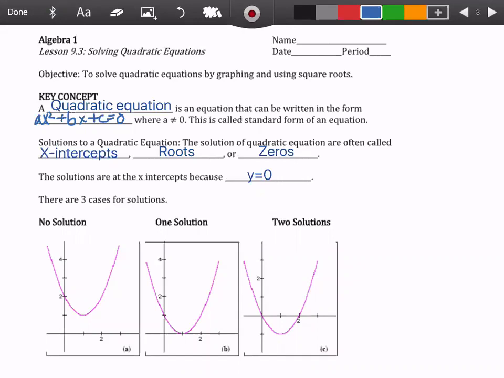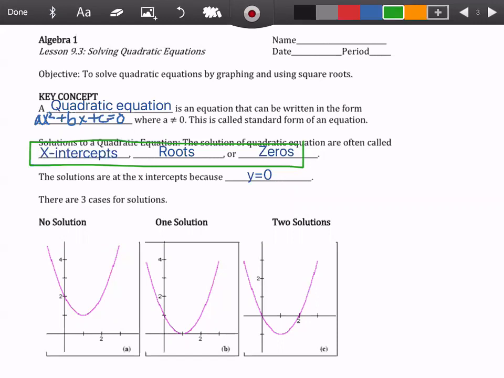But now, the solutions to a quadratic equation are often called x-intercepts, roots, or zeros. All three of those mean the same thing, and you'll see all three. A question could ask, what is the x-intercept of a quadratic equation? What are the roots? Or what are the zeros? We would need to know any of those three. The solutions are at the x-intercepts because y is equal to 0. That's how we're going to end up solving for these.